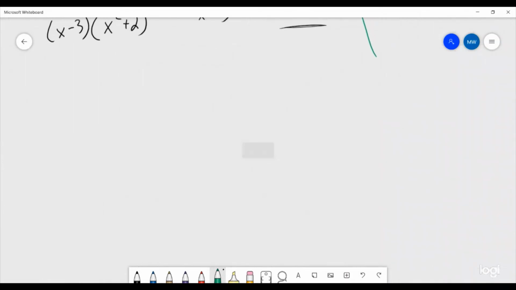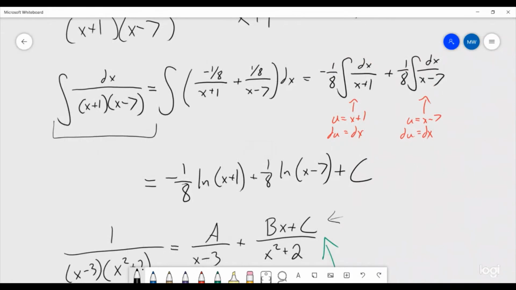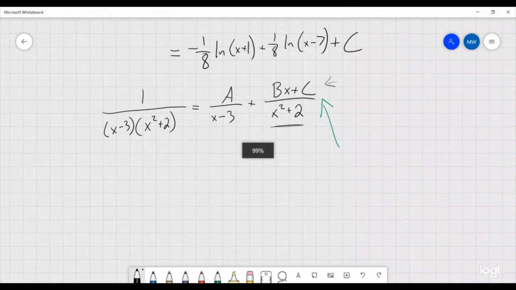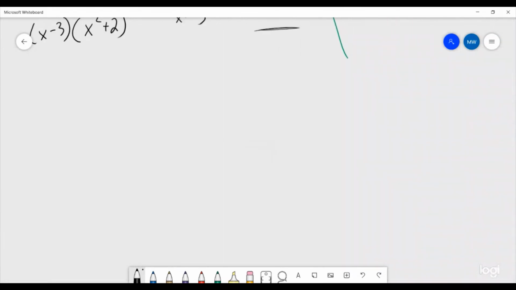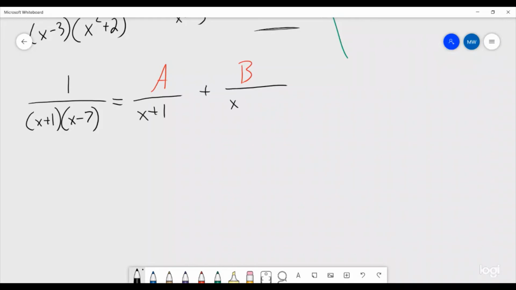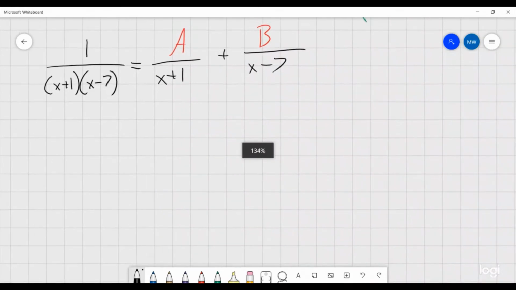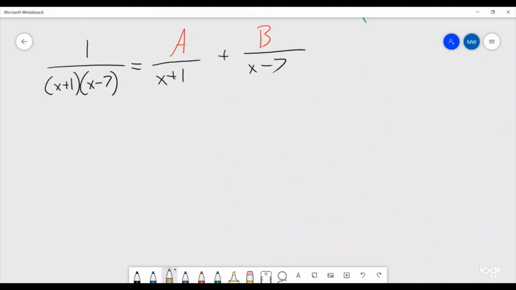So the other method, let's actually do the same problem we had before. So we have 1 over x plus 1 times x minus 7. We can say that this is equal to some constant a over x plus 1 plus some constant b over x minus 7. Now, this method says that this denominator is a linear term. That is something that can be equal to 0.